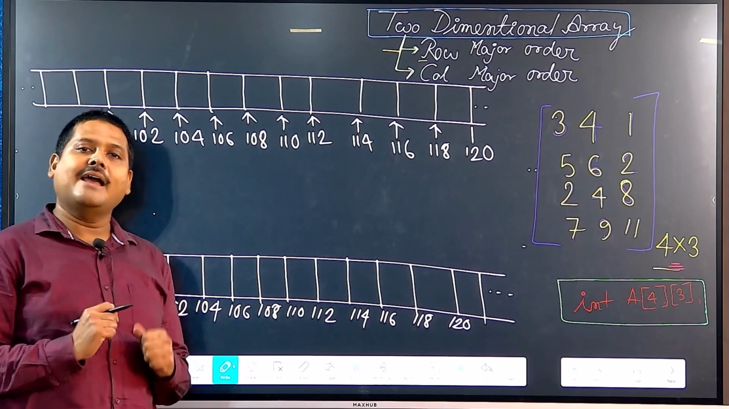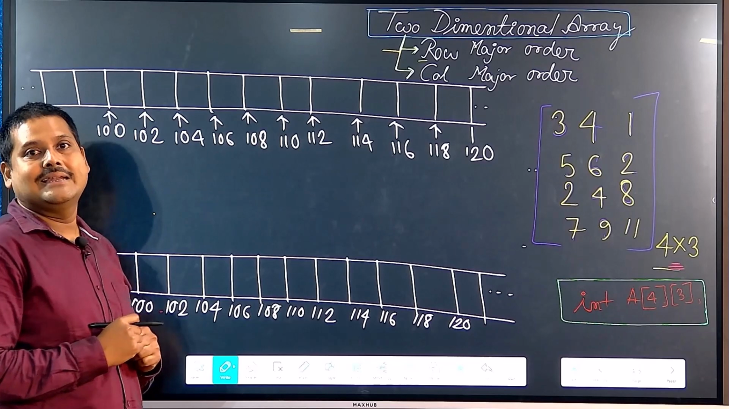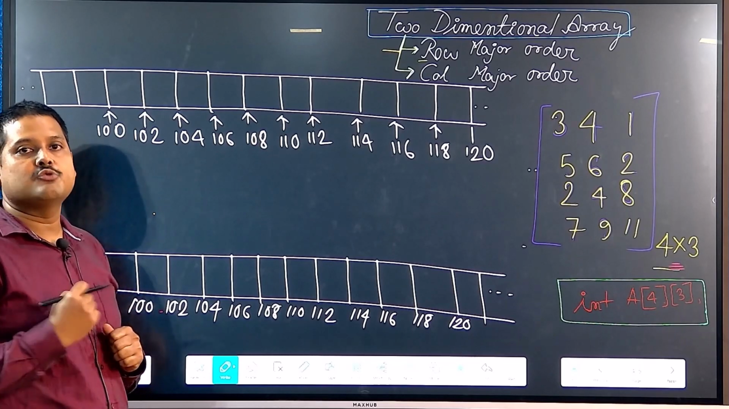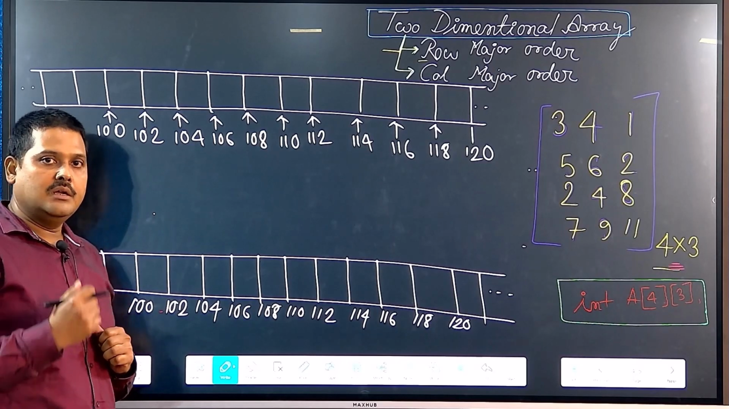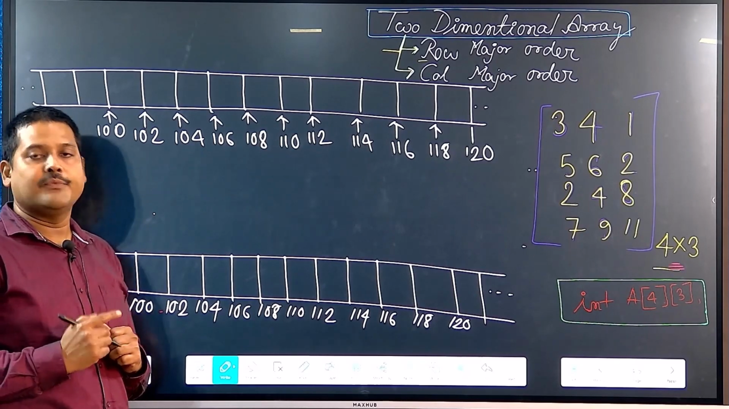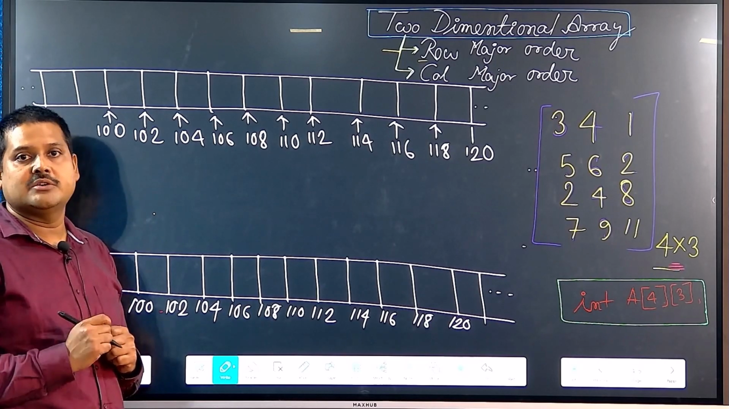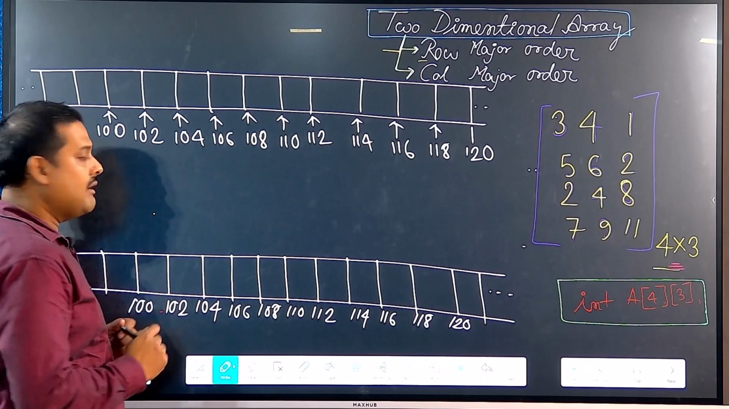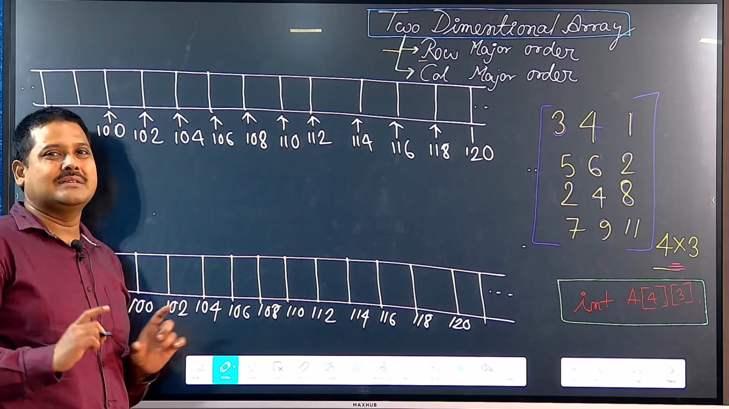Hello, let us have a look at the concept of two-dimensional arrays and how the values are stored inside the memory. In our memory, two-dimensional arrays are stored in two different orders. One is called row major order and the other is called column major order. Actually, our memory is represented as a one-dimensional array.